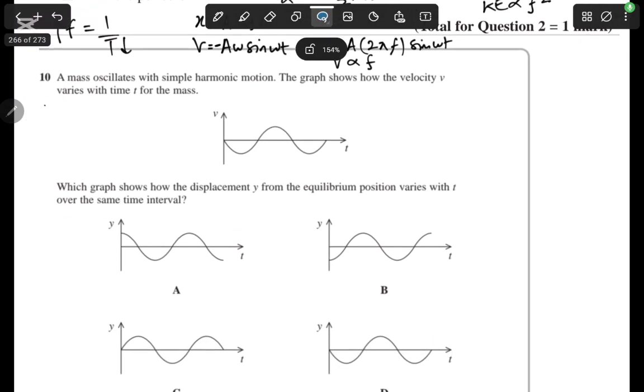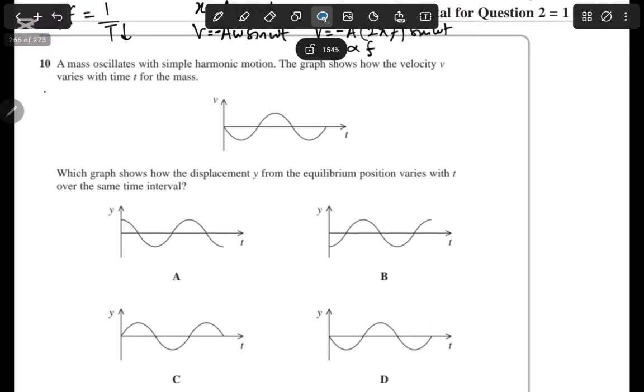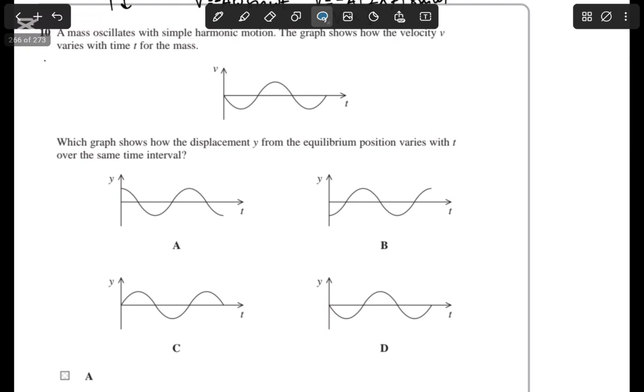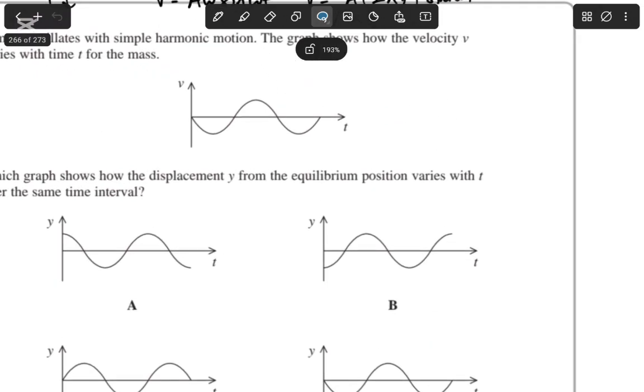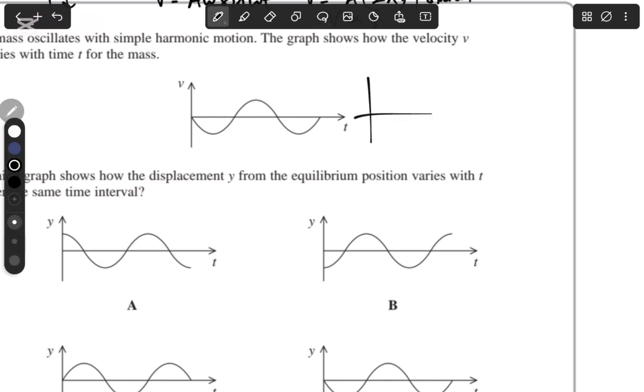Okay, so I have the question. A mass oscillates with simple harmonic motion, and you have the velocity-time graph, and you have to change this to the displacement-time graph from the given options. So the way you do this is, you know that the velocity-time graph is the gradient of the displacement-time graph. You're going to do it that way.